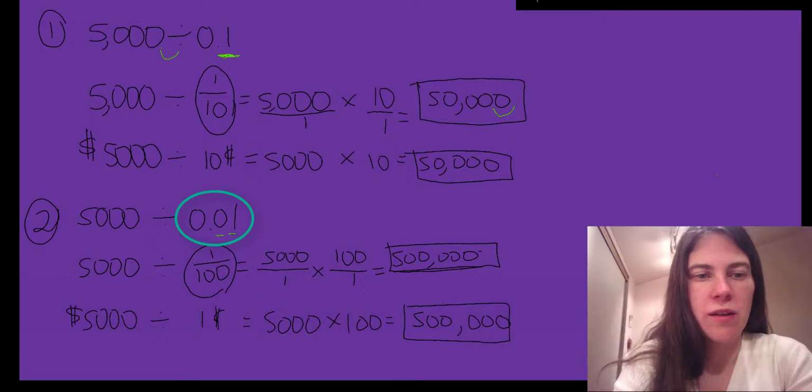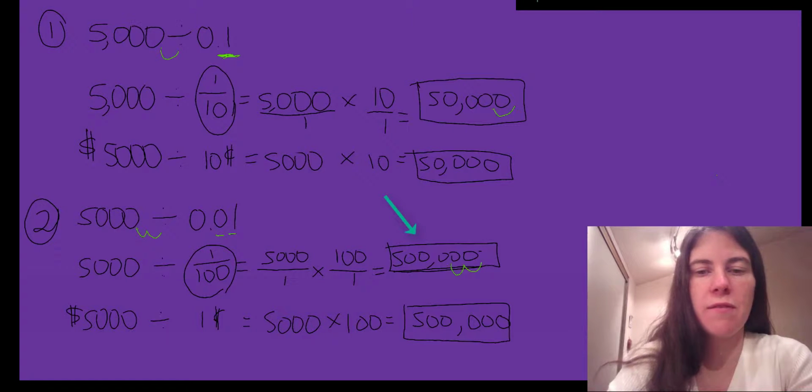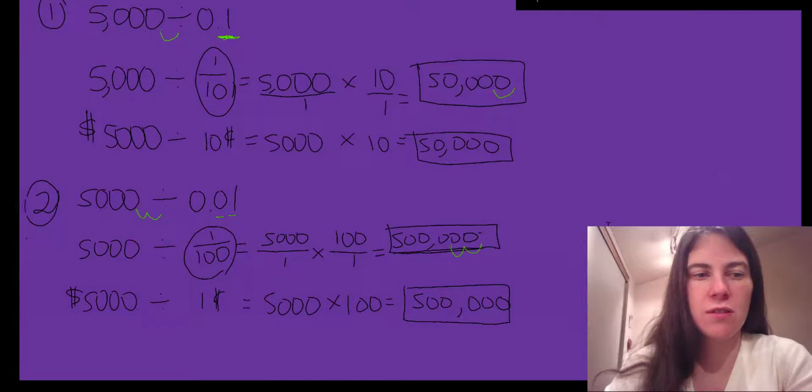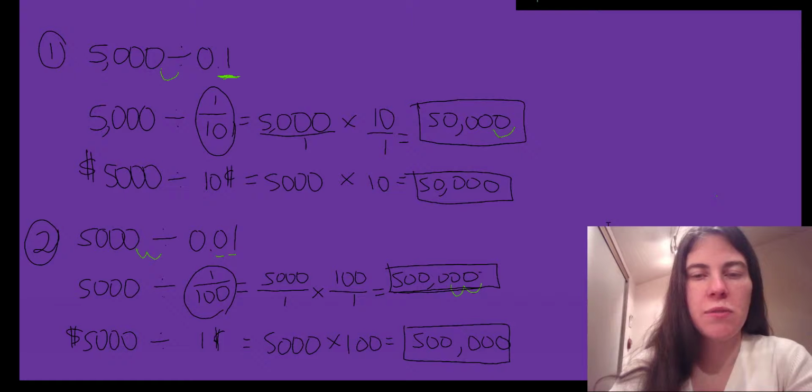There's two numbers behind the decimal place. So I take the original 5,000 and I move the decimal place two times. I start with the original 5,000, move the decimal place two times, and I get 500,000. In these cases, I'm moving the decimal place to make the number bigger, because when I divide by a decimal, it makes the number bigger.